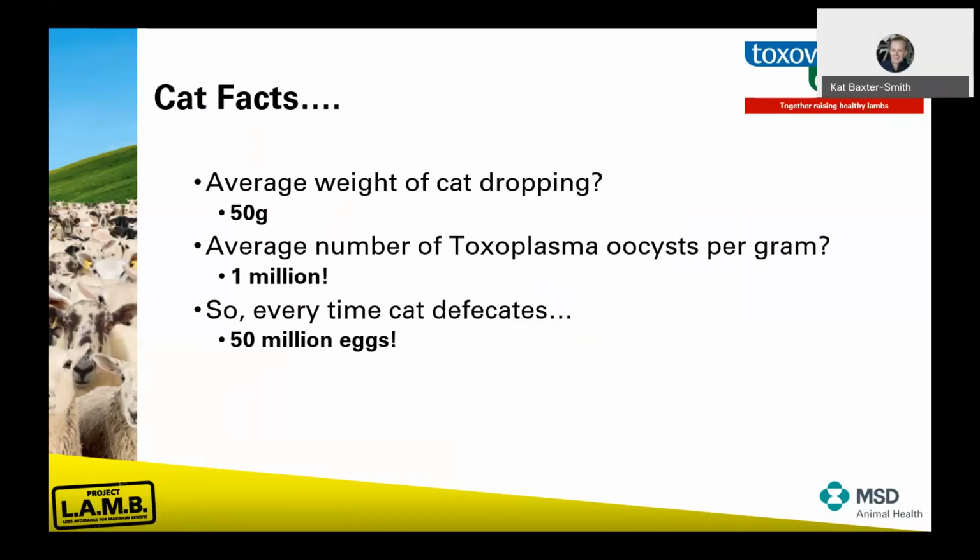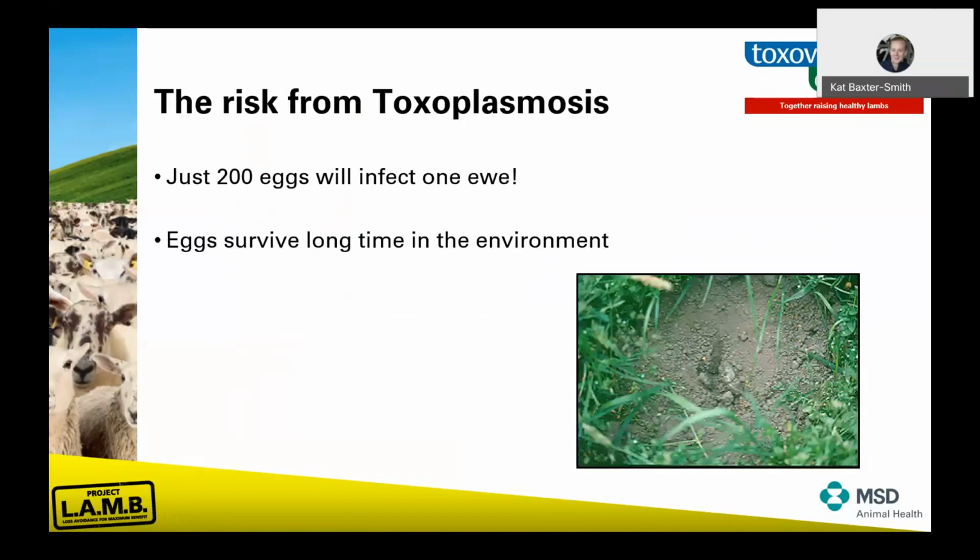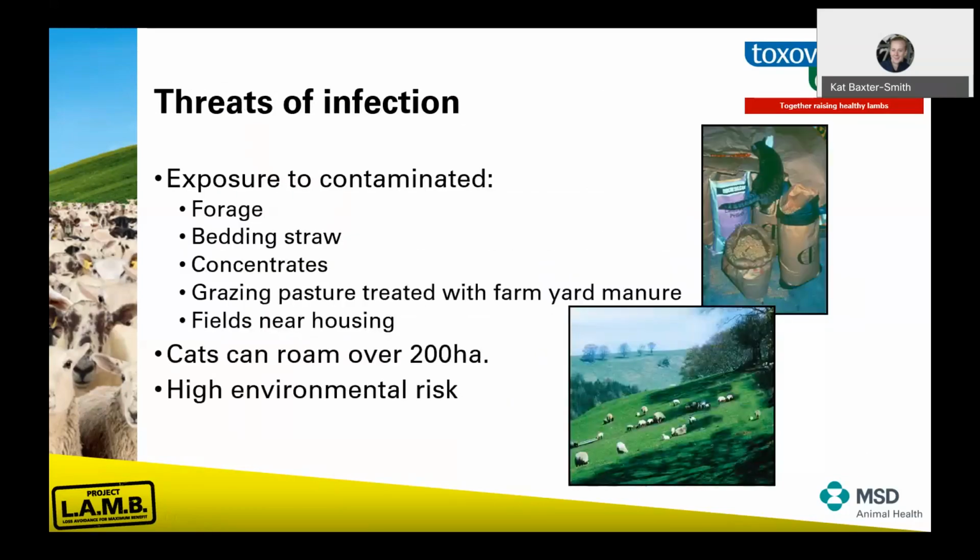And these eggs are quite resistant as well. They've got a sort of sticky outer coat, so they're quite good at spreading themselves around and resisting desiccation. Just 200 eggs will infect one ewe. So if you've got one cat dropping containing 50 million eggs, one cat can very easily infect the whole flock. And as I said, the eggs are resistant in the environment. They can last quite a long time. And we know really that cats go everywhere. They can get in the food, they'll go in the bedding, they'll go in the troughs, they'll go on the pasture. So it's very easy to spread the infection that way.